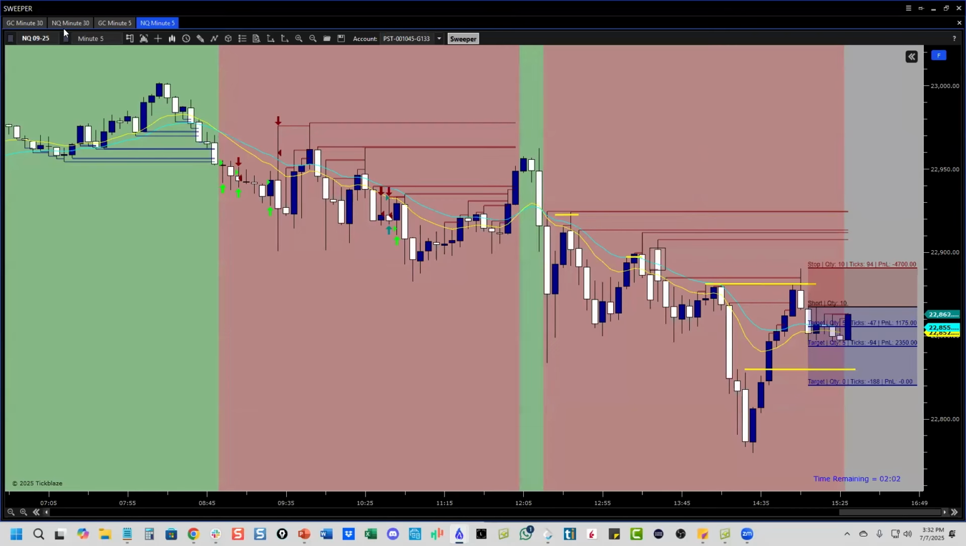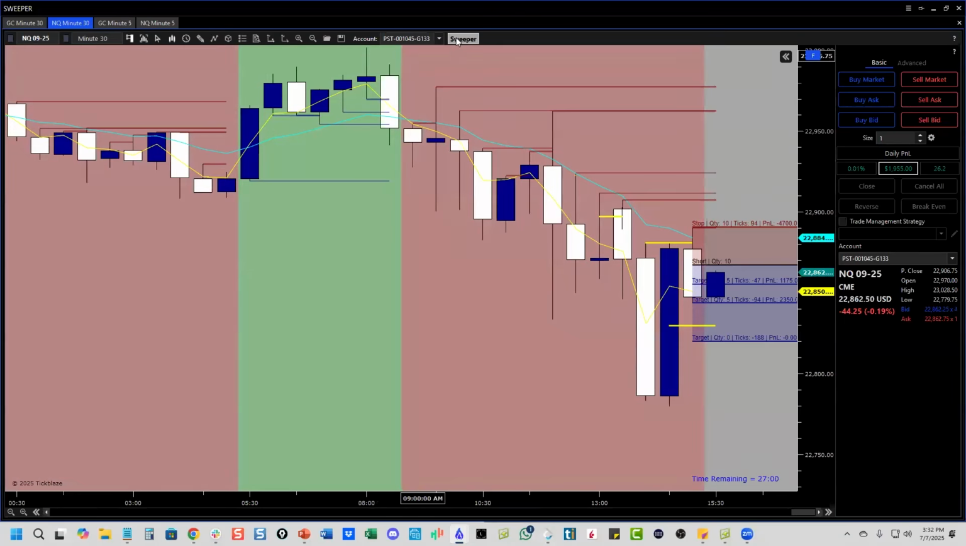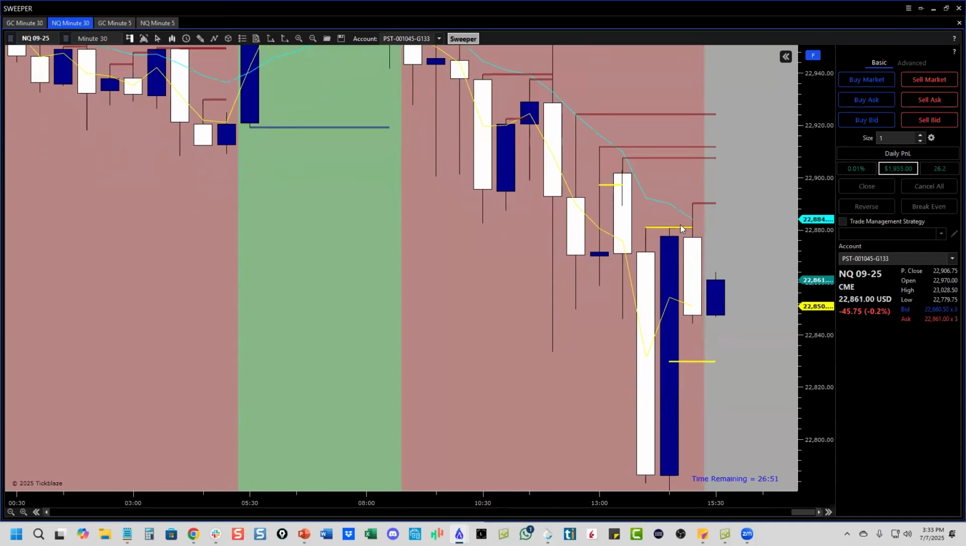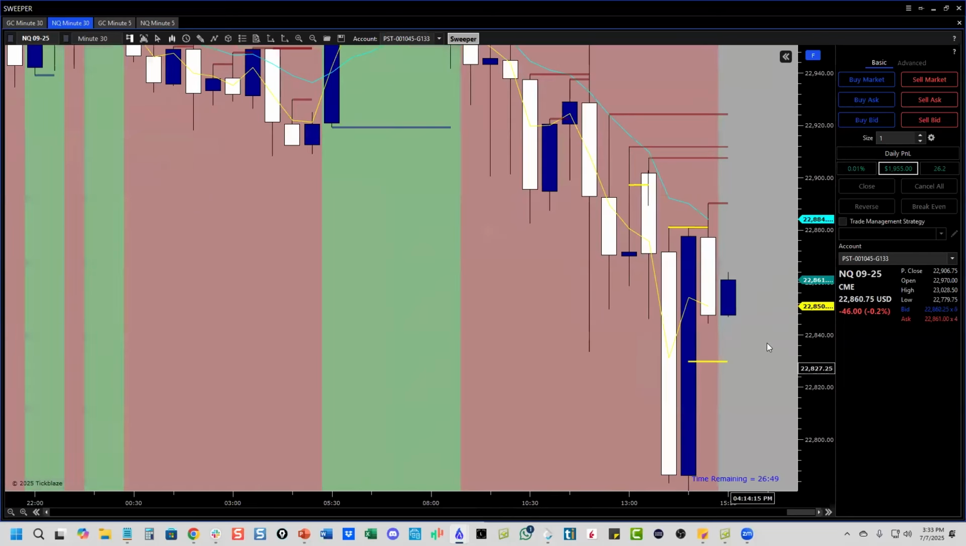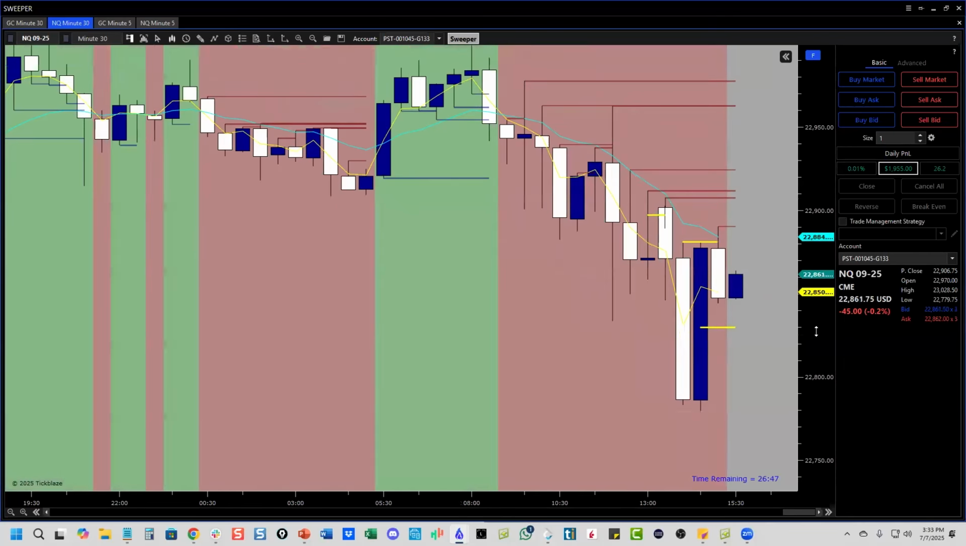And then on the 30-minute, I'm using essentially a 3 and a 13. I like the 3 and the 13. It's a really good combination. And you take a look, it just sweeps the highs of the 30-minute and then drops. It's a really, really solid time frame.